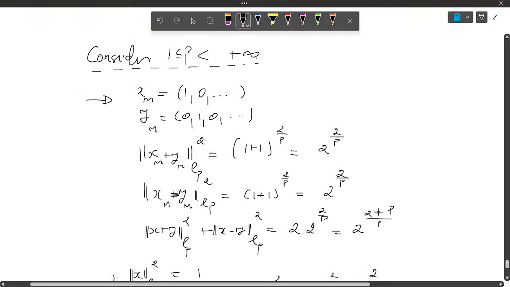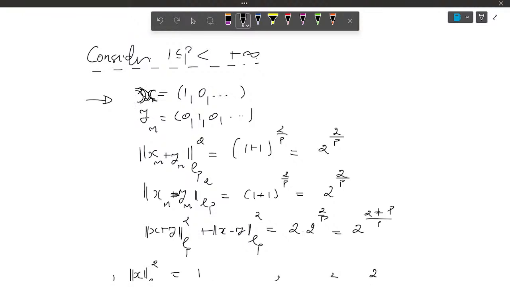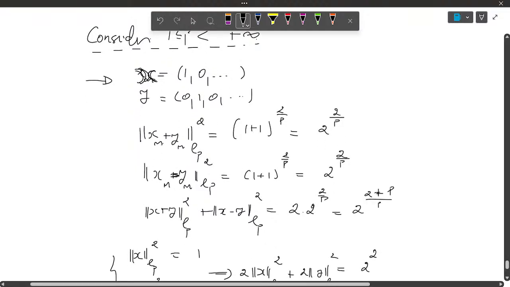Consider this sequence x. I'm sorry, this should be just x, and this is not there, and y like this. Consider x this sequence and y this sequence. So let us compute.